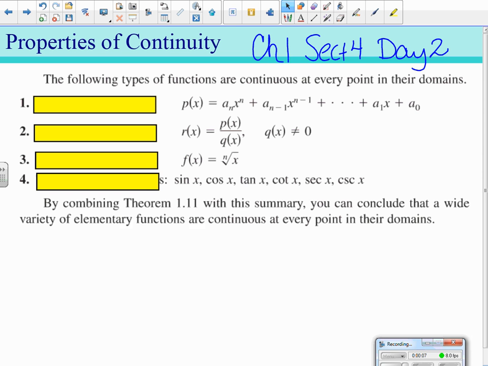Let's look at the properties of continuity. See if you can find this on your note sheet. It's on the top of a page on the back side. There are certain functions that behave very nicely, and we just know that they're going to be continuous. But they're continuous with a little bit of contingency here for the points that sit in their domain. So keep that in mind.